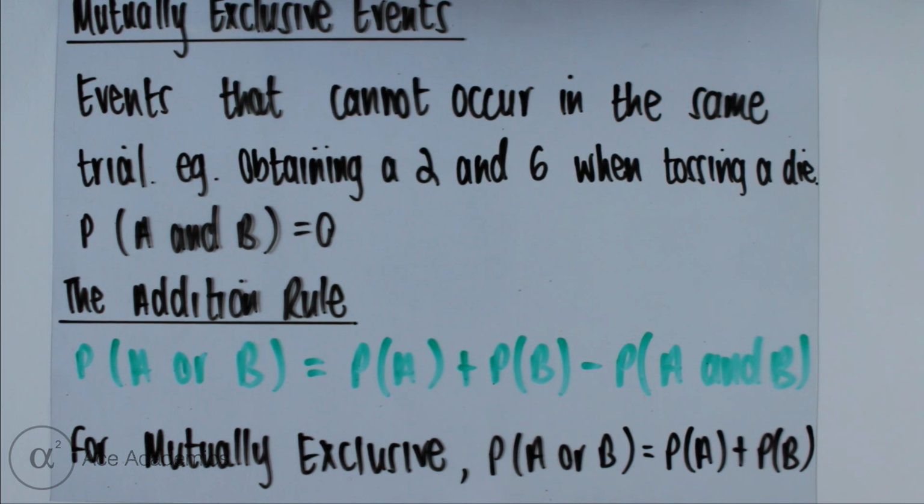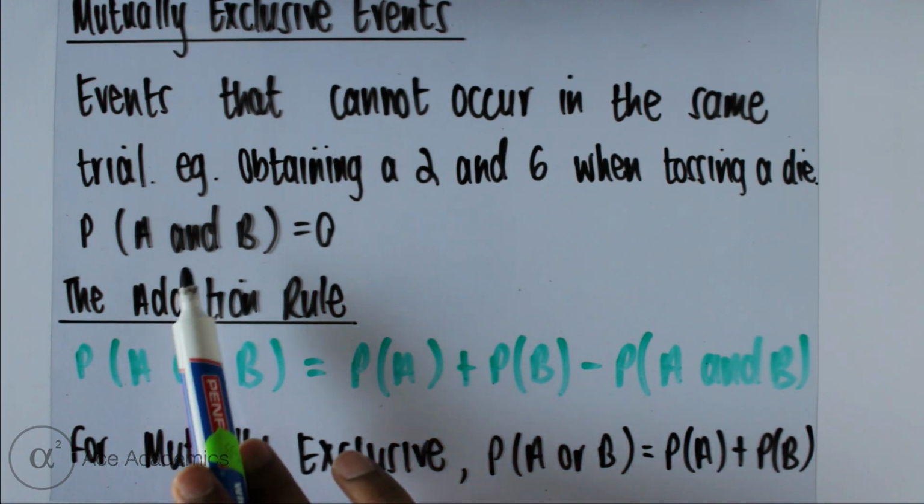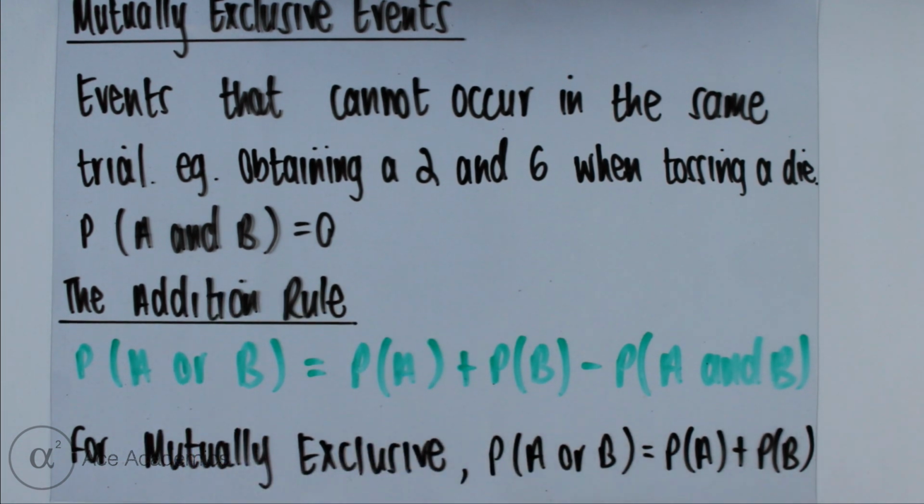Let's move on to the addition rule. The addition rule helps us find the probability of A or B, and it states that the probability of A or B is equal to the probability of A plus the probability of B minus the probability of A and B. Now we know that for mutually exclusive events, the probability of A and B is 0. So for mutually exclusive events, the addition rule simplifies to the probability of A or B is equal to simply the sum of the probability of A and the probability of B.